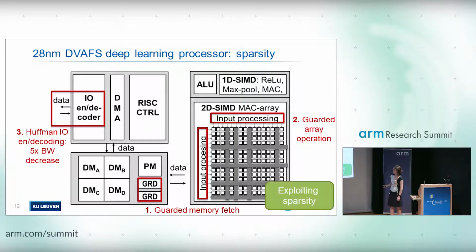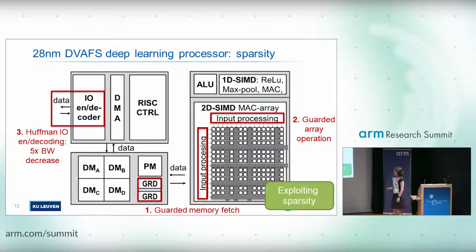Before we fetch a new weight for the matrix here or a new pixel value, we're first going to check the guard flag. And only if the value that's stored in memory is not 0, indicated by this guard flag, we're going to effectively fetch that data value, so that you don't waste energy fetching zeros.